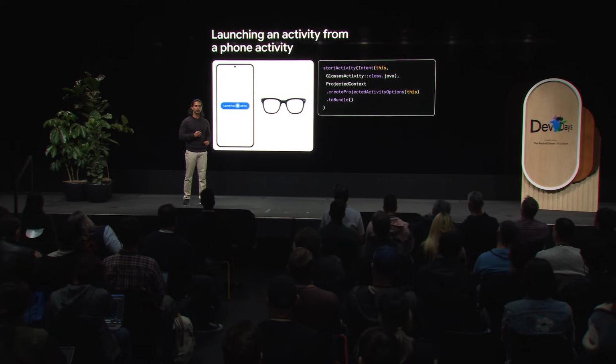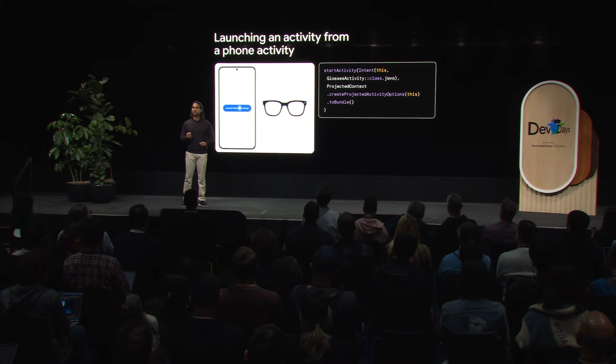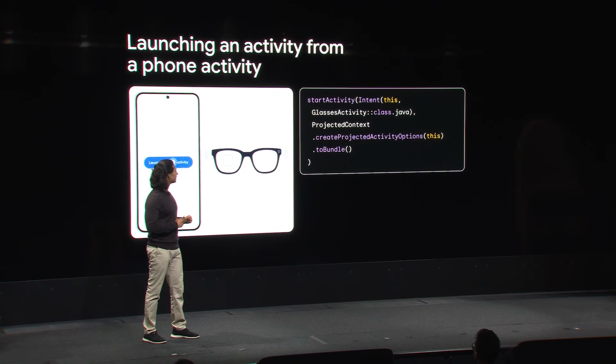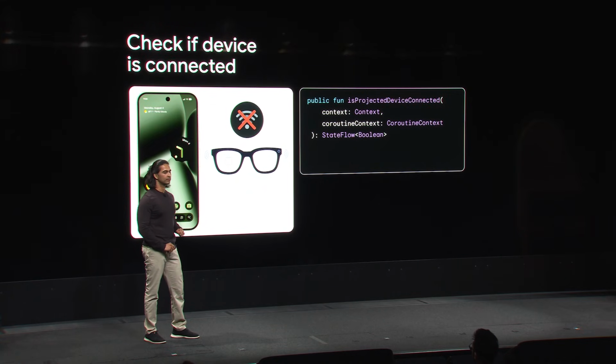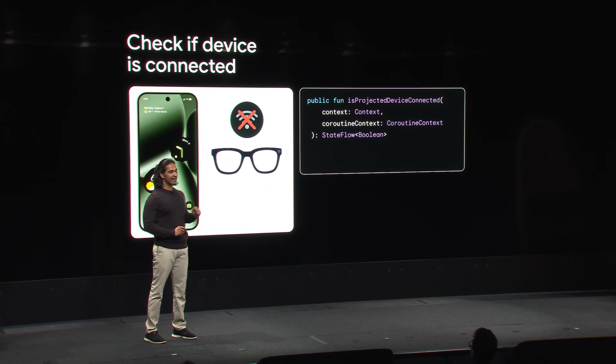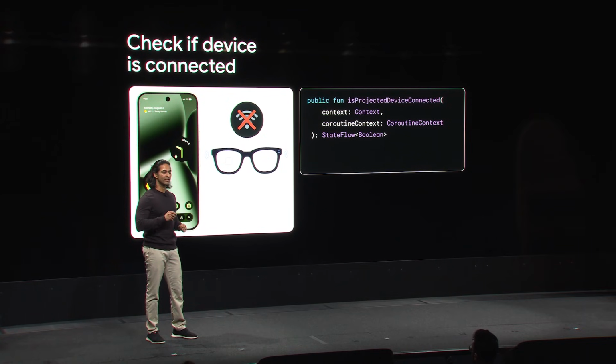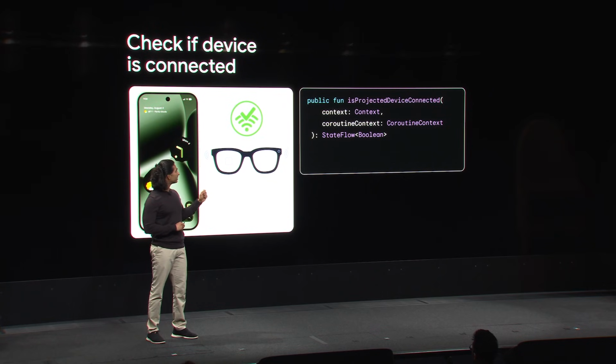Launching an activity from a phone activity uses the same start activity method you're already familiar with, the key difference being the activity options that you pass indicate this activity is meant for the projected display. Before launching an activity from the phone, you do want to check if the glasses device is connected. The isProjectedDeviceConnected method allows you to do so.